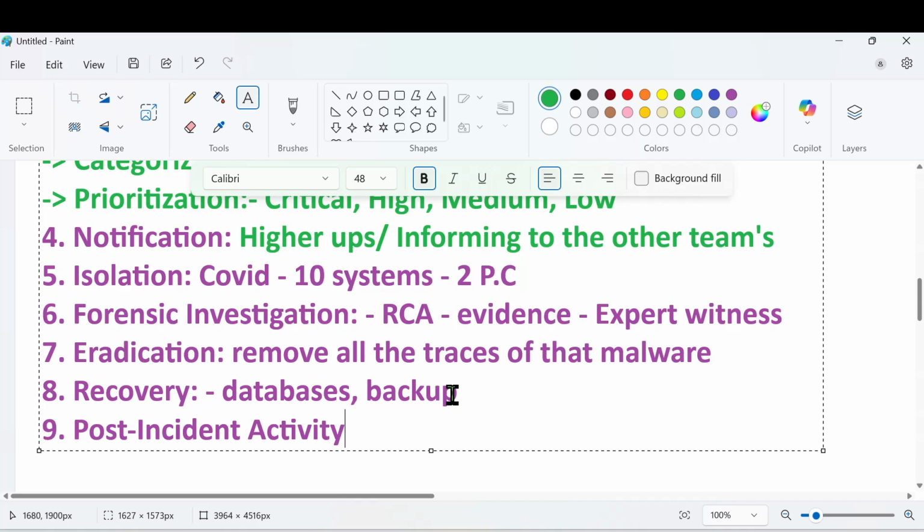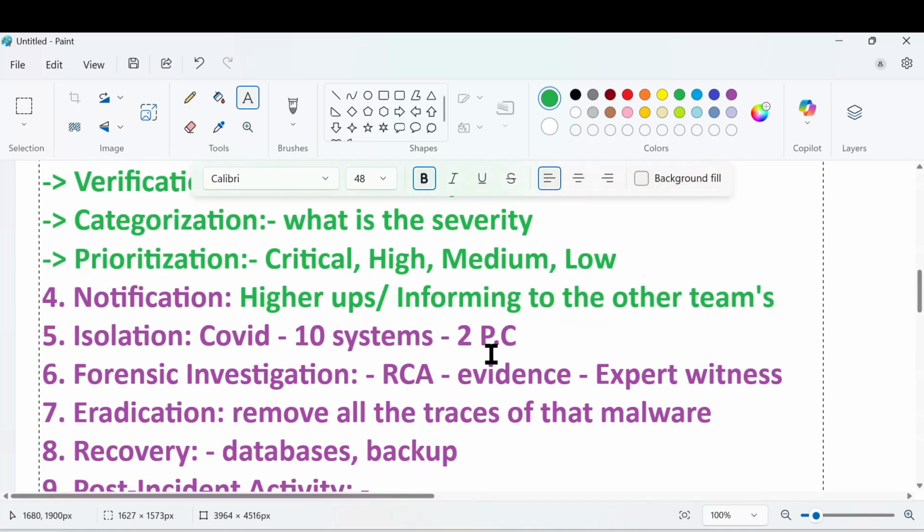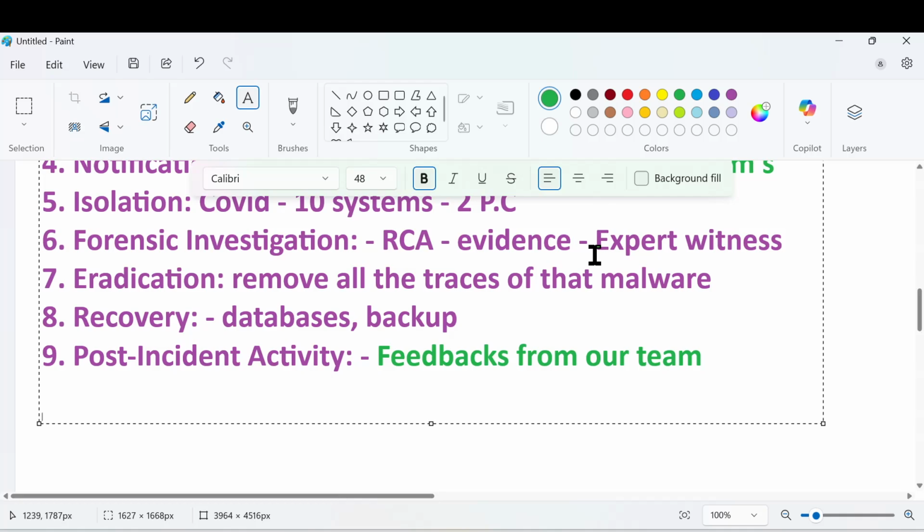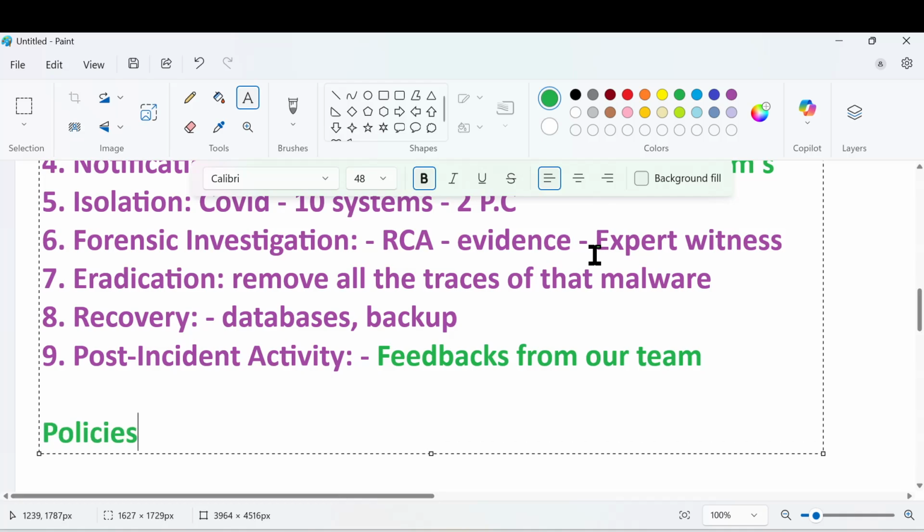Then afterwards, we have the post-incident activity. Inside of your post-incident activities, we will simply try to take feedback from our team who got involved during the incident. We will ask them what type of activities they performed and what type of actions we can take, so that in the future, we do not have to face this type of incident again. On the basis of that, we will hear all their opinions, right? And on the basis of that, we will create policies to make sure we do not face the incident again in the future.